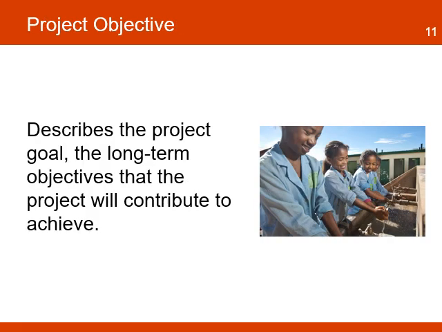This section describes the objectives of the project. It describes the solution the organization has identified that will solve the problem described in the previous section. It's important here to have well-written goal statements that are directly related to the main problem. The project goal is the long-term objective that the project will contribute to achieve.